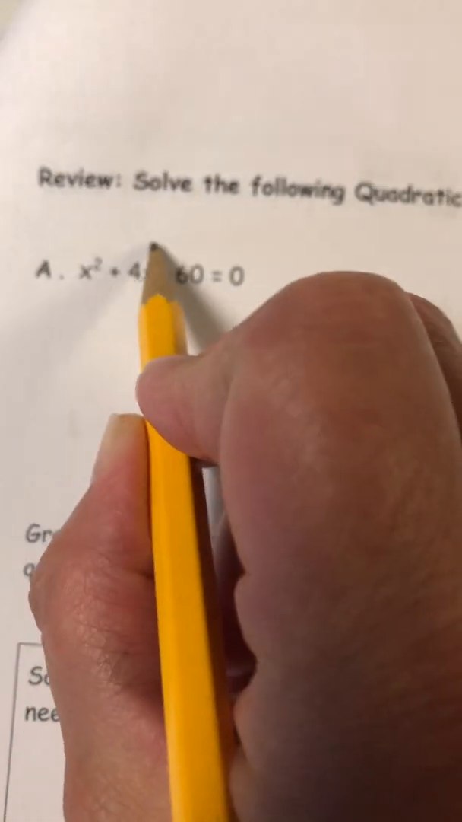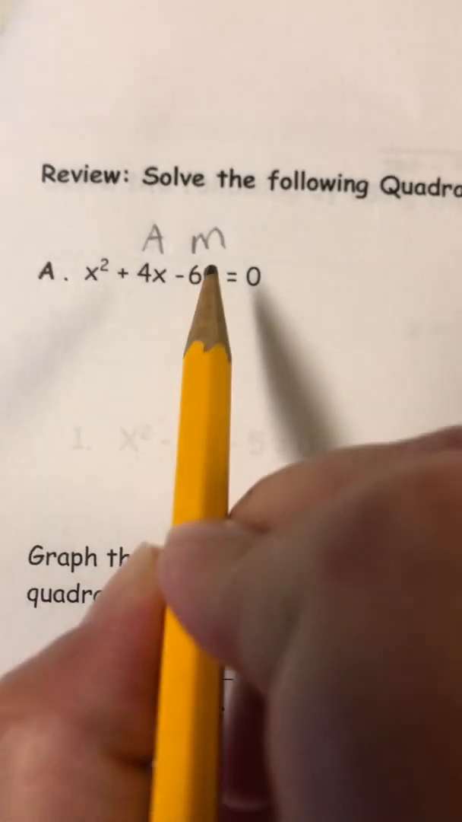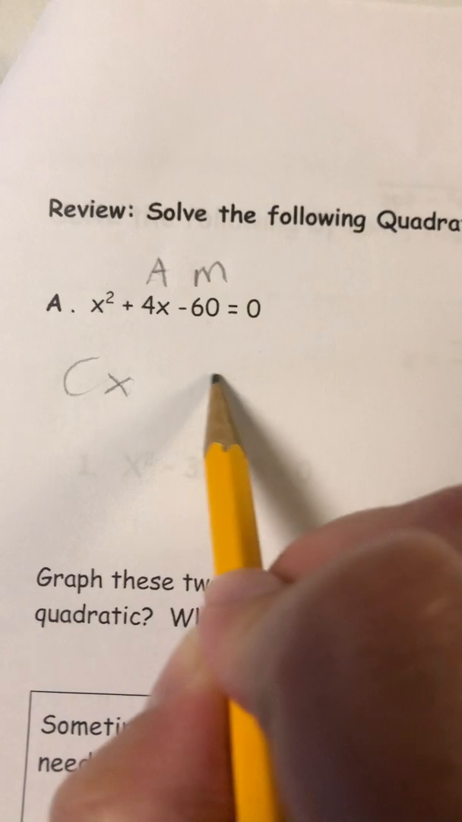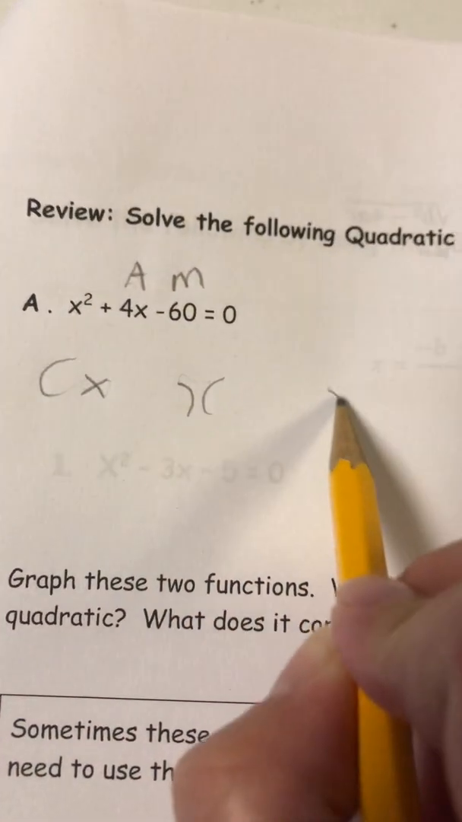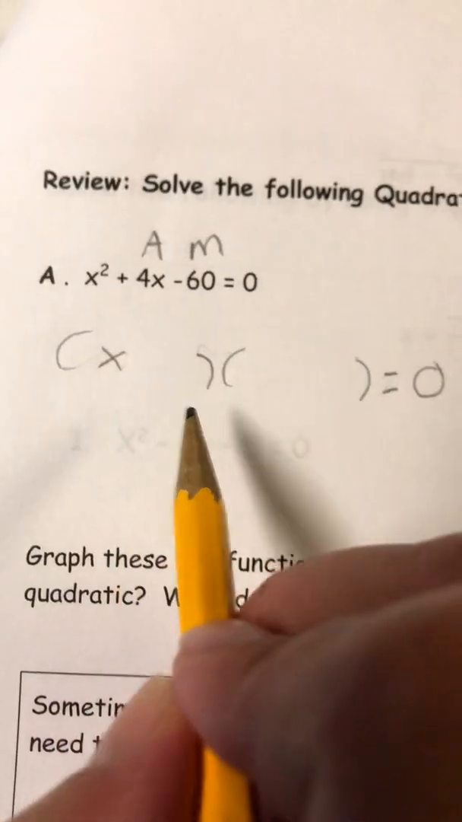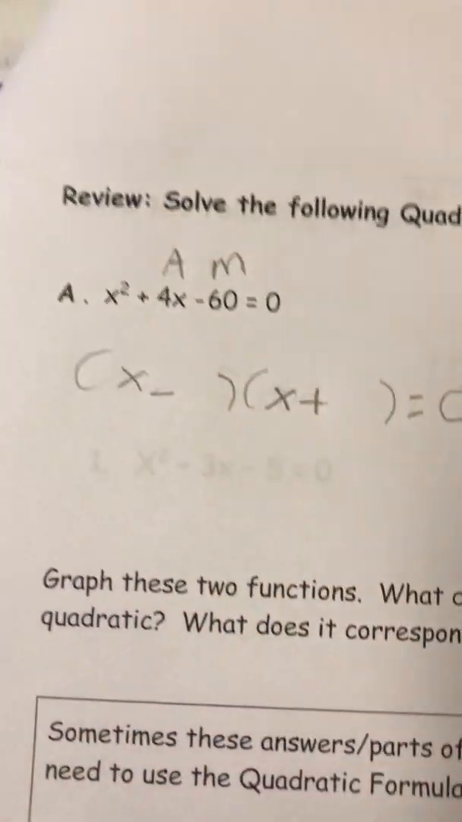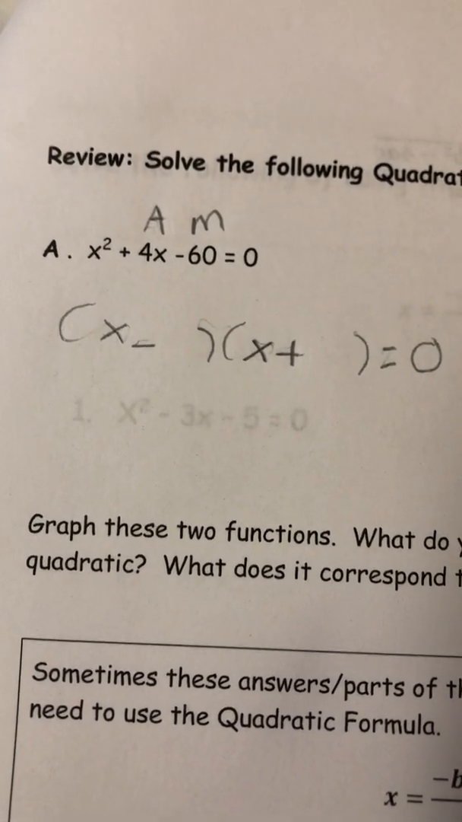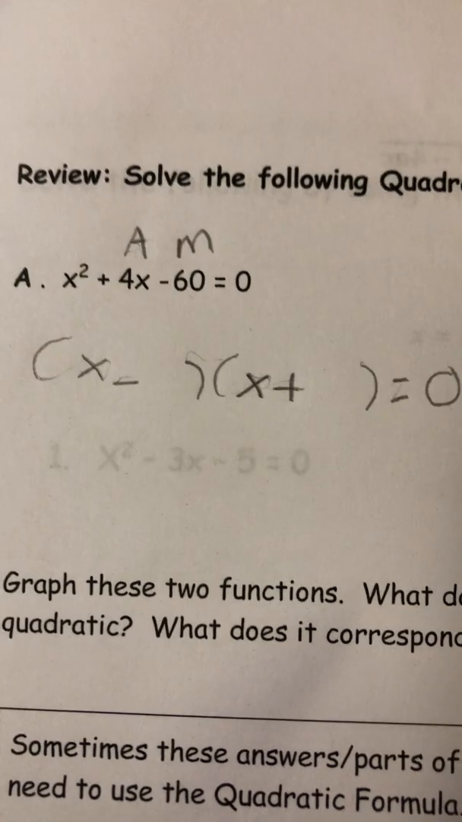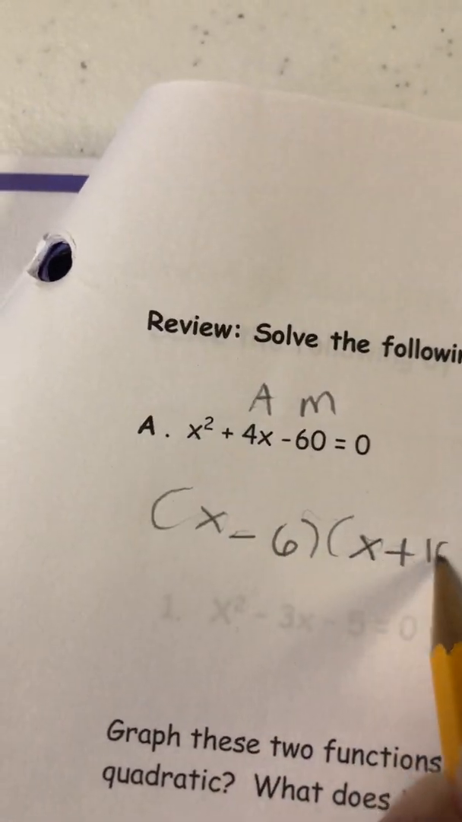So we're going to try what we call the AM method, you might remember. We're going to try to find two numbers that multiply together to give us 60, but add up to 4. Now keep in mind though, when we multiply to get 60, it has to be a negative 60. So if you remember, your signs will be one of each. Now be careful. What two numbers that multiply together give us negative 60 and add up to positive 4? You got it. Negative 6 and positive 10.